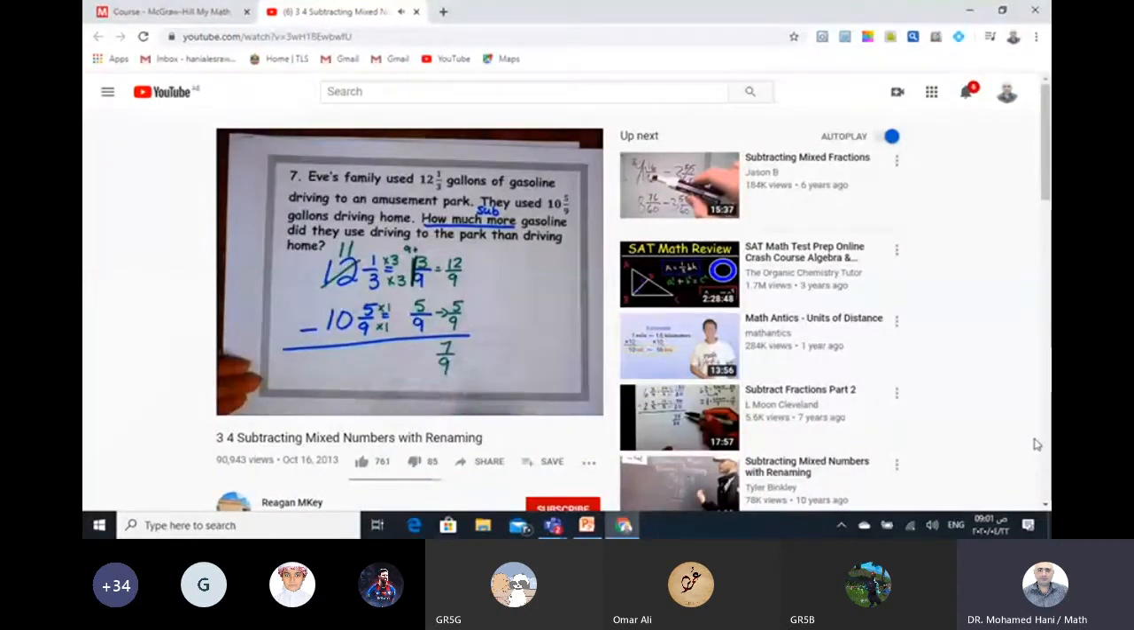Don't forget your whole numbers. 11 minus 10 is 1. Next, check to see if I can simplify. Well, I know that 7 ninths is in simplest form because the numerator is prime and won't divide into the denominator. Now it is a word problem, so I have to label. So it's 1 7/9 gallons of gasoline.